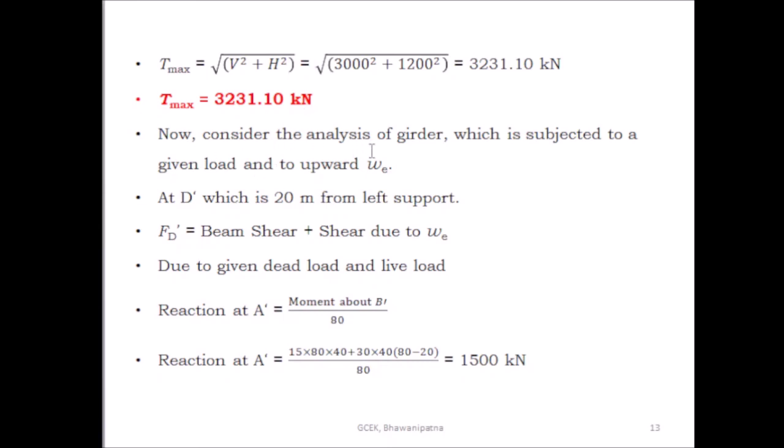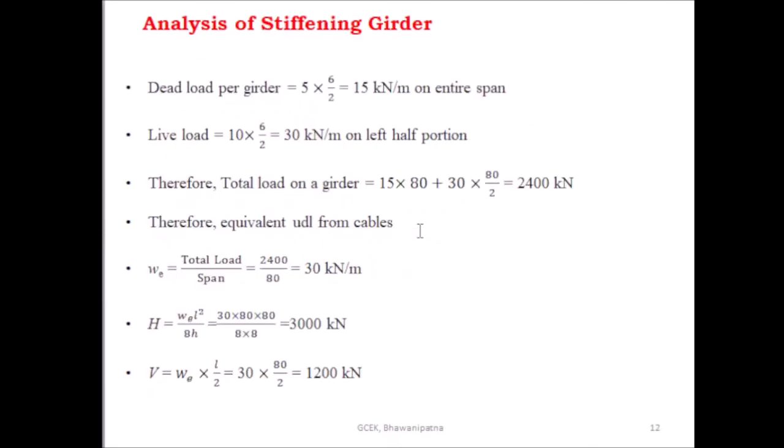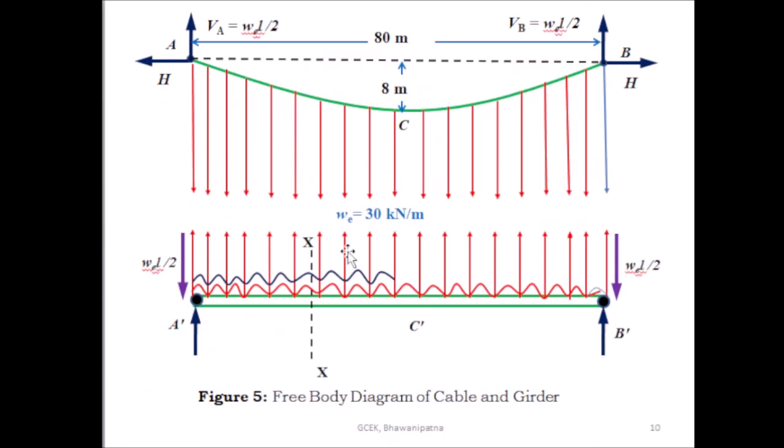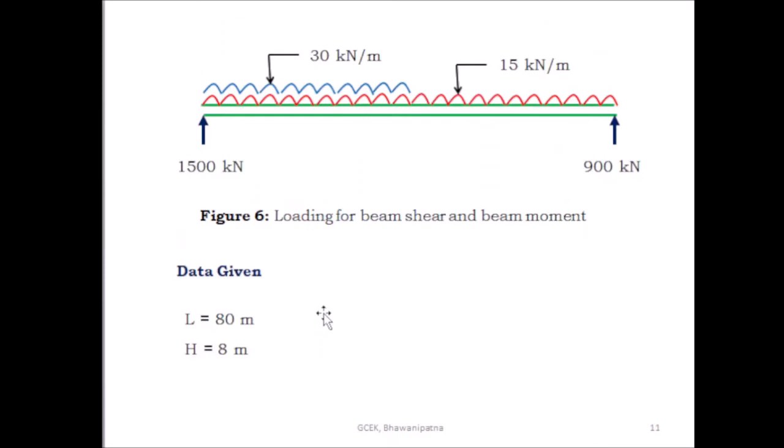Now consider the analysis of the girder, which is subjected to the given load and to the upward WE. This is the upward equivalent uniformly distributed load, and this load is present on the girder. This is the dead load and this is the live load. Due to this load, you have to find out the bending moment, and due to this equivalent uniformly distributed load, you have to find out the bending moment and the shear force at the section X.